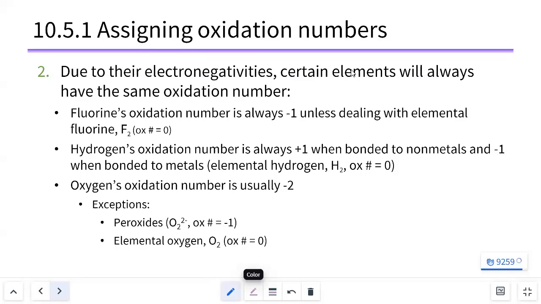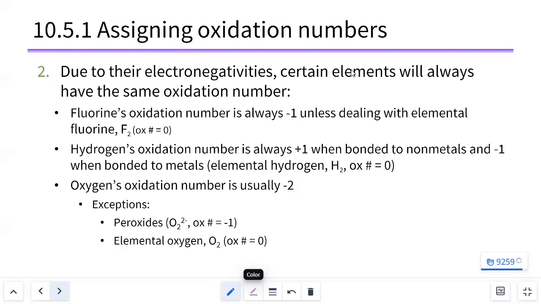This other guideline here has nothing to do with electronegativity, just has to do with the fact that hydrogen really doesn't have many options. Hydrogen has one electron. Because of that, it can only really have 3 oxidation states because of the size of that first energy level. When it's an element by itself, its state is 0, just like every other element.